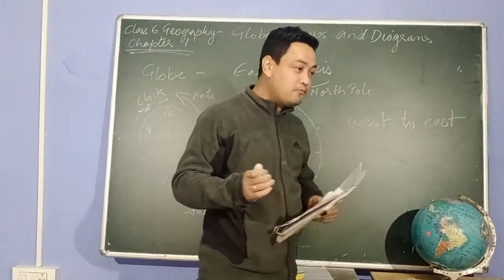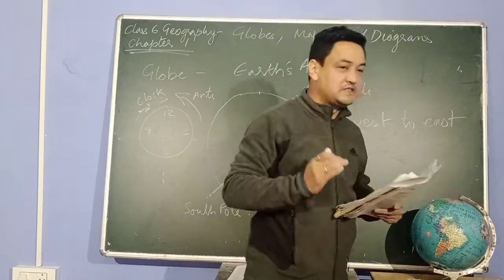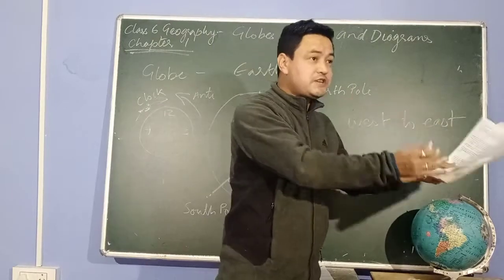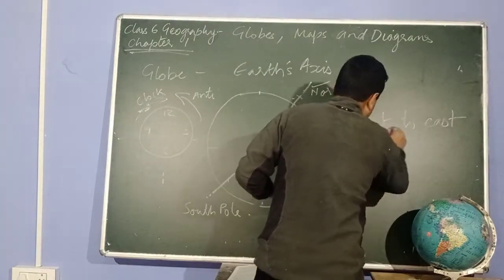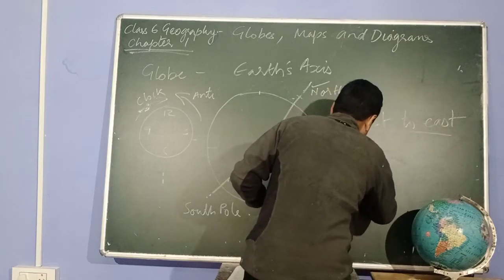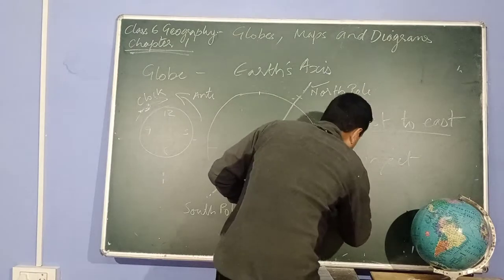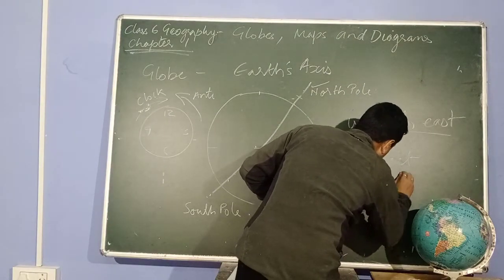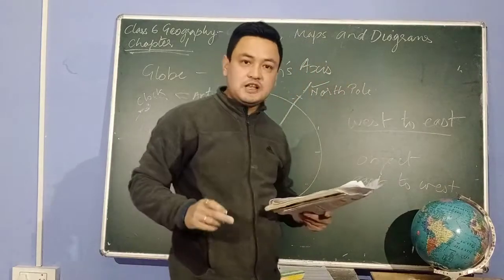Always remember that when you are moving in a car, you find objects like the mountains, valleys, hills, etc. move from which direction to which direction? They move from east to west. Because the Earth rotates from west to east, therefore from inside the car you see objects moving from east to west.